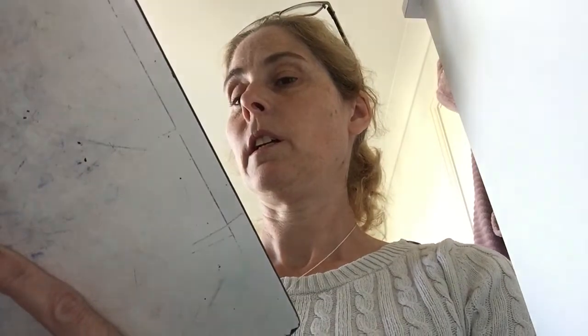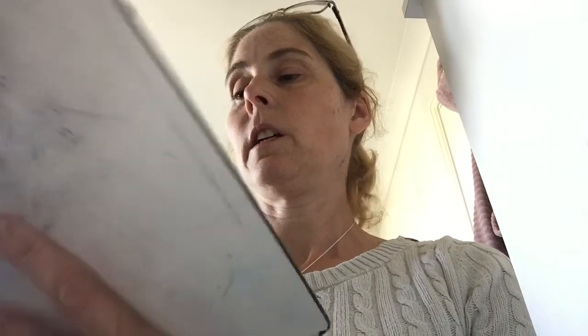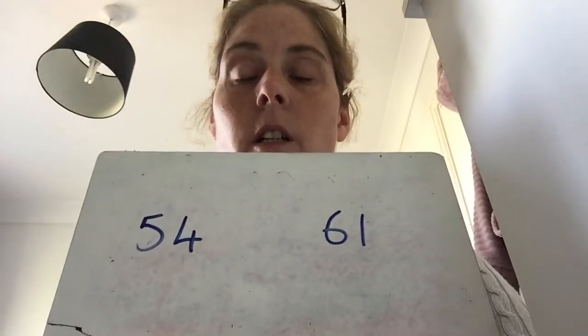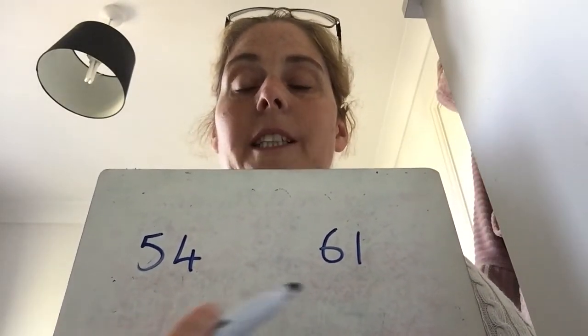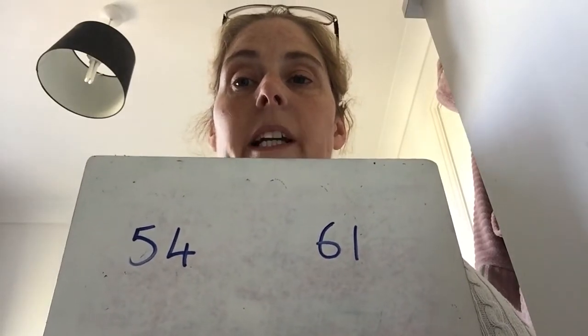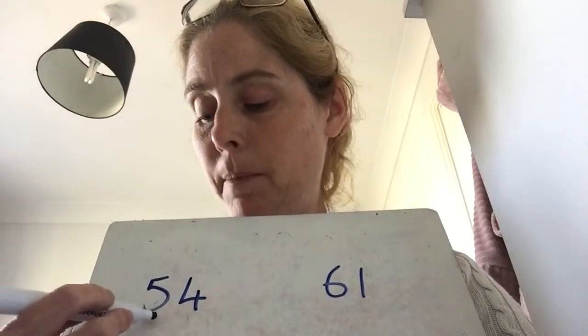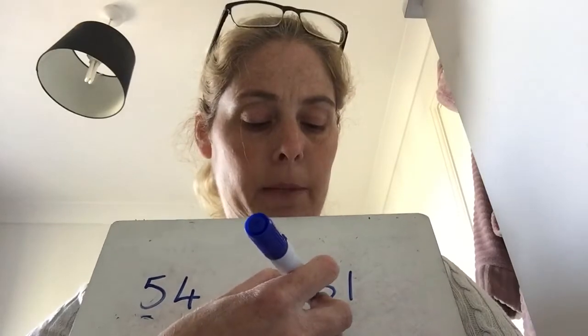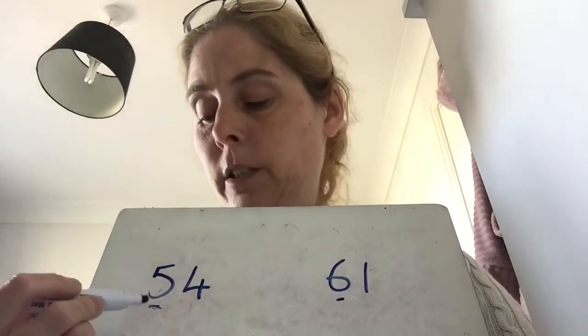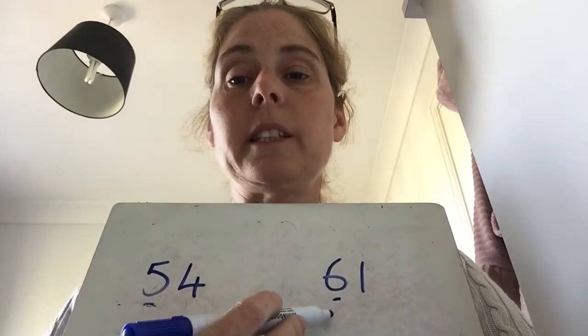Okay, let's try another one together, and then I'll give you a few to do. Look at these two numbers. Look at them carefully. Which one is bigger and which one is smaller? Why? How do you know? Okay, look at the tens first, remember. How many tens here and how many tens here? This one has 5 tens and this one has 6 tens.